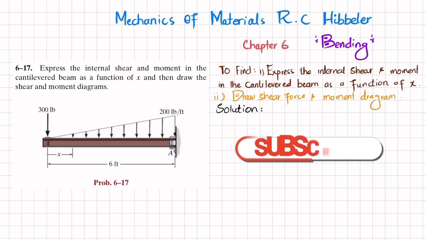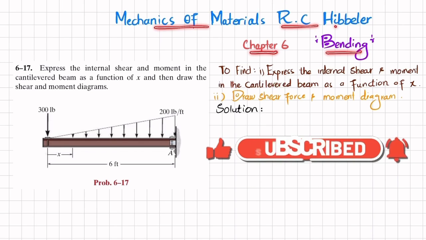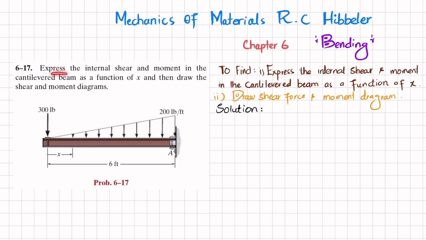Welcome back. Problem 6-17. This problem is taken from chapter number 6, that is bending, and the book name is Mechanics of Materials by R.C. Hibbeler. So the statement is: express the internal shear and moment in the cantilever beam as a function of x, and then draw the shear and moment diagram.